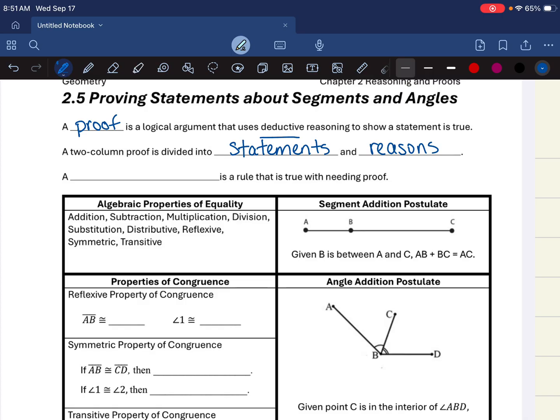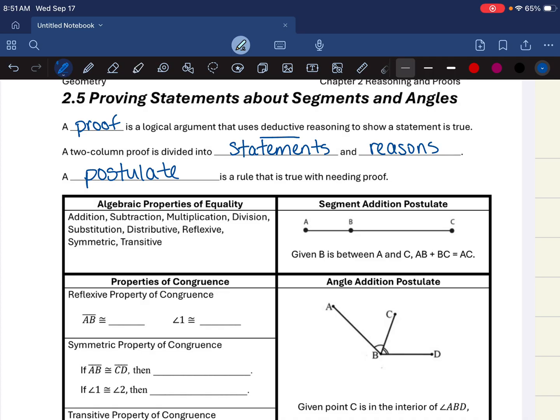All right, last one. A postulate is a rule that is true without needing proof. What is that word? Postulate.